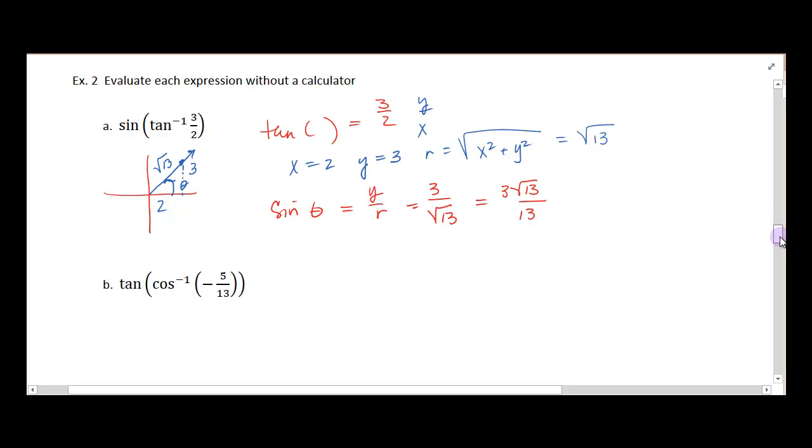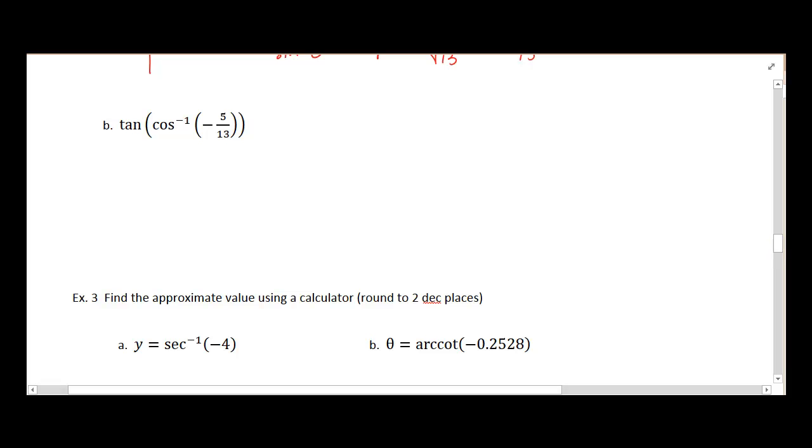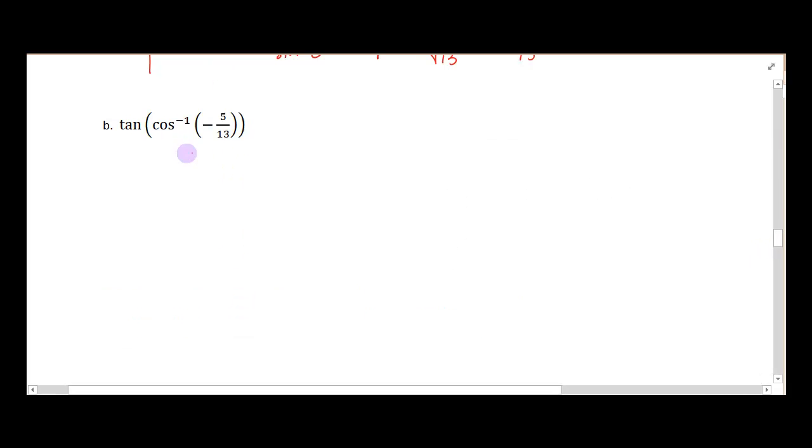Let's try that one more time with this next example right here. So we're going to look at the inside function first. Okay, so we're asking ourselves, the cosine of what angle gives me negative 5 over 13? Since cosine is x over r, I'm going to use that to draw me a picture over here.